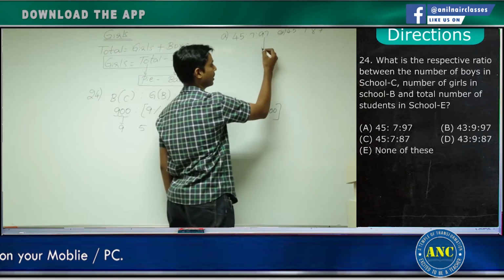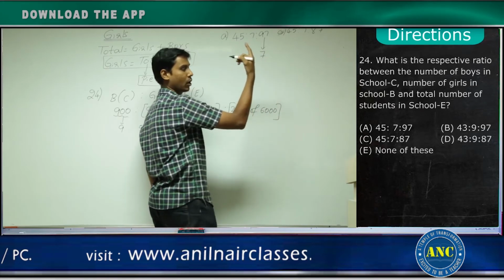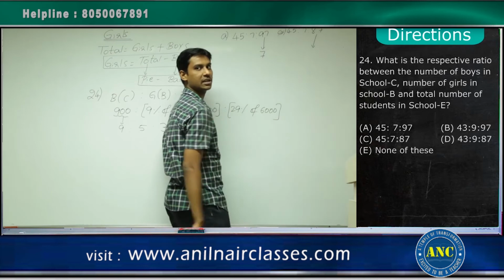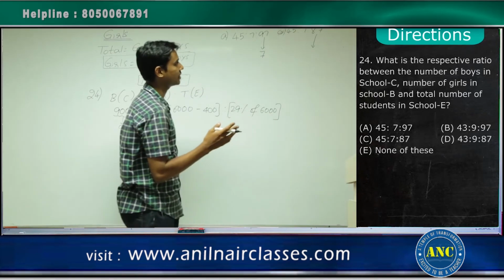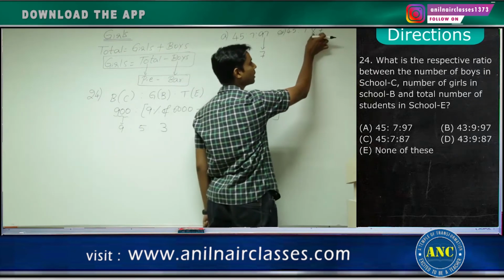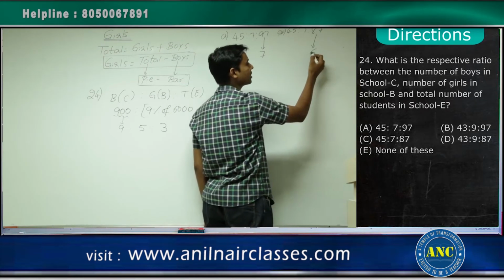This digital sum is 7. 7 is not a multiple of 3. This digital sum is 8 plus 7 is 15. 15's digital sum is 6.